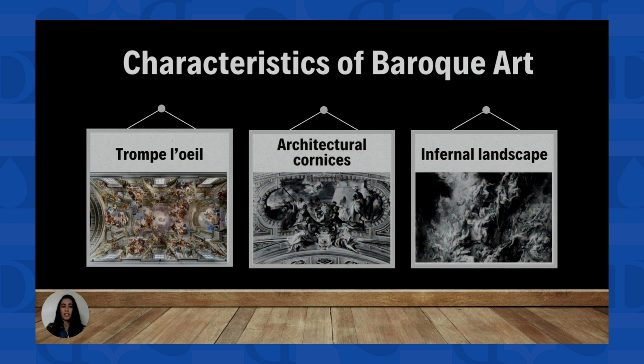Trompe-l'oeil, optical illusion: use of the wall as support for painted scenes, creating the illusion that the walls do not exist or expand impressively. Architectonic cornice, with composition ending in centrifugal scale. Infernal landscape: dramatic and grand representation of landscape articulated around significant luminous effect.